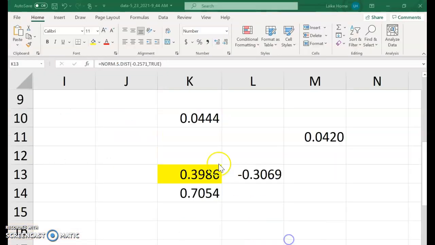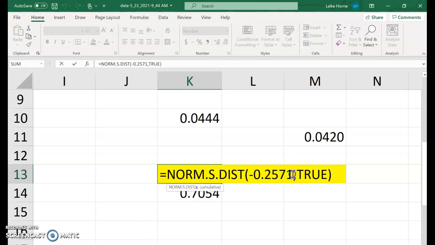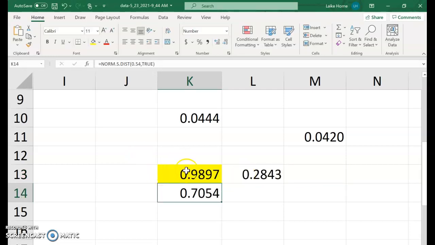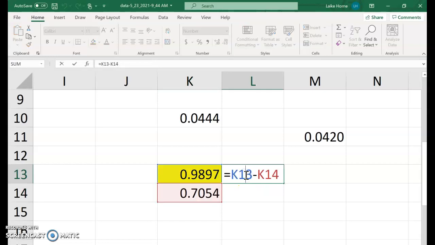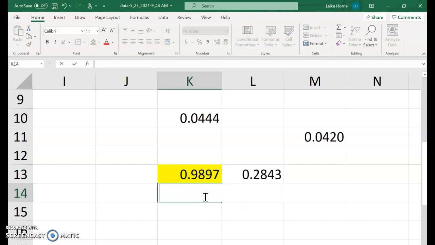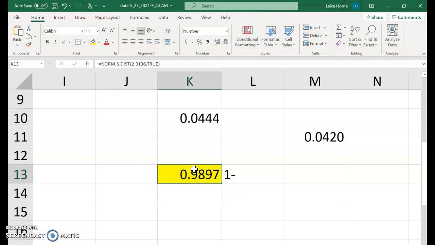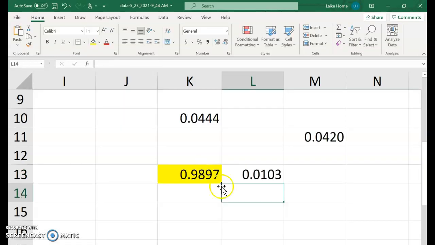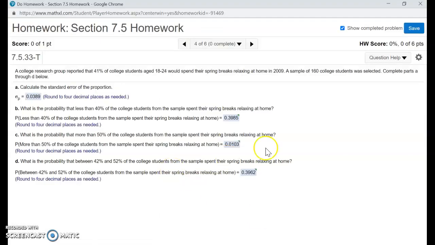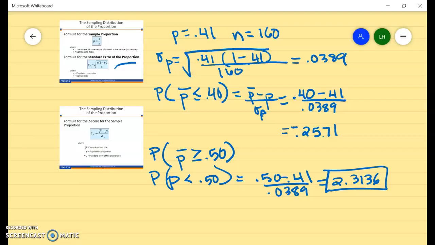And I am not sure why we're doing our z-score to 4 decimal places, but in some of these problems, we're using 4 decimal places instead of 2, like we do in the table. 2.3136. Okay, so that is the probability of it being less than. To get the greater than probability, we're going to use the complement rule and say 1 minus the less than side. And that's going to give us 0.0103.